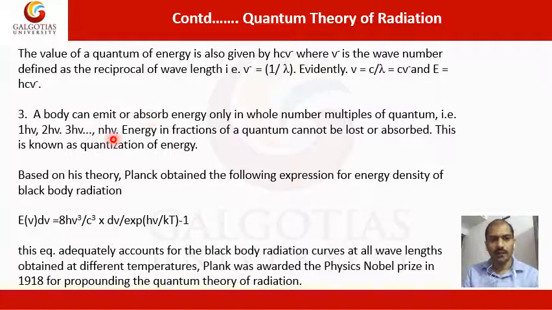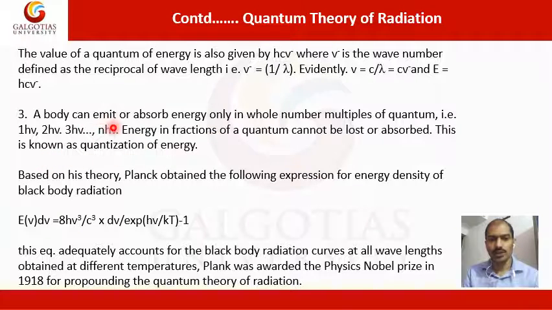Here a body can emit or absorb energy only in the form of a whole number multiple of a quantum, rather than a fraction. It always either absorbs or emits energy in whole number multiples of a quantum, which is why it is called a quantum. So it will always be 1 hν, 2 hν, 3 hν, or some number of hν photons. Energy in a fraction of a quantum cannot be lost or absorbed. Whenever it is emitting or absorbing, it is always a whole number, not a fraction. This is known as quantization of energy.